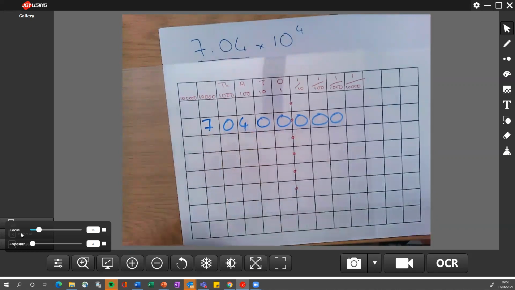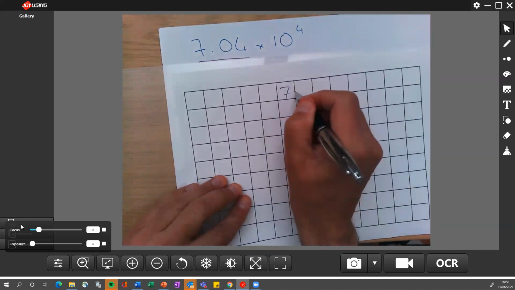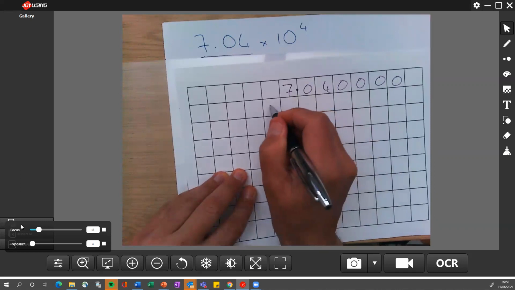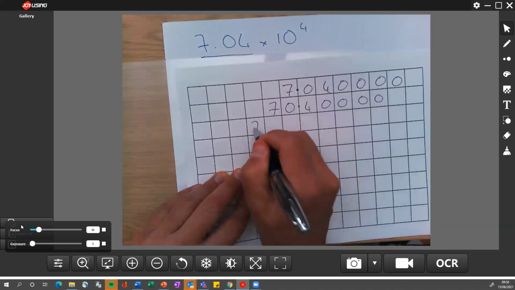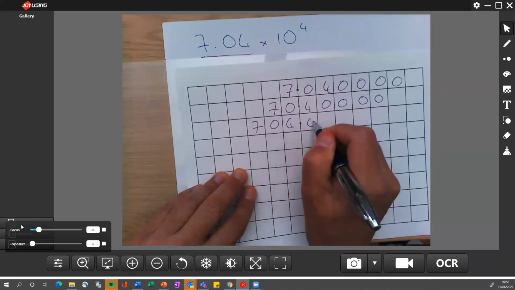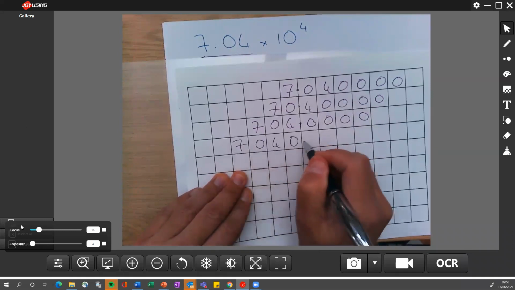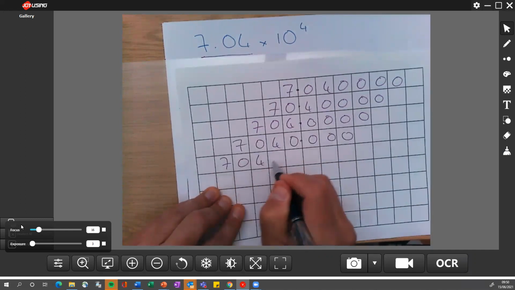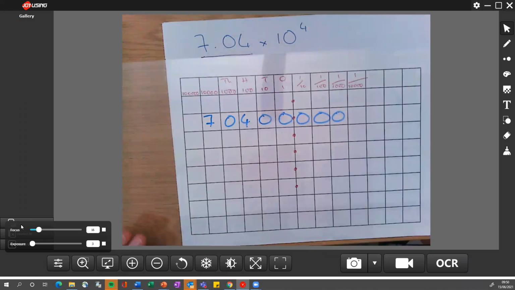70400. Now, again, what do we do if we don't have an acetate? Well, we can do the same thing as we did before, just actually use a grid. So I'm sticking on all the zeros, and it's telling me to do this 4 times. 70400, 704.0000. That's 2 moves. 704.000. 1, 2, 3 moves. 4th move coming up. There we go. Ordinary form. So we've just got one more to look at, and then we are finished.